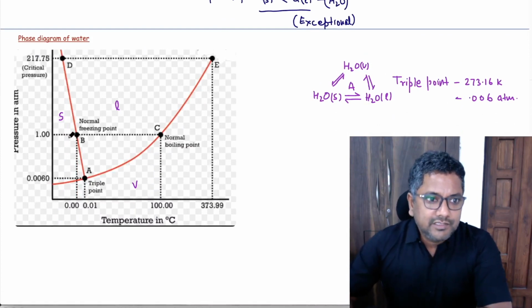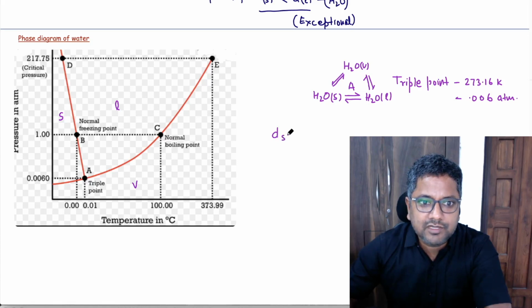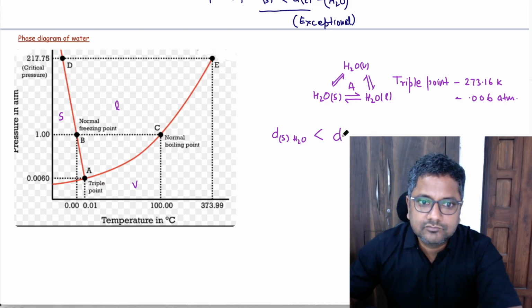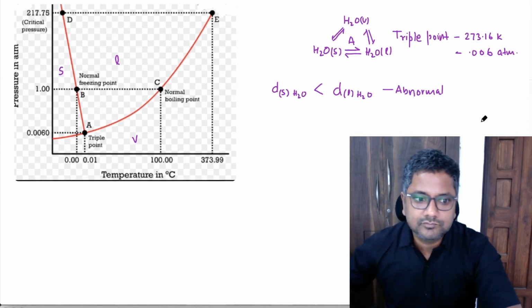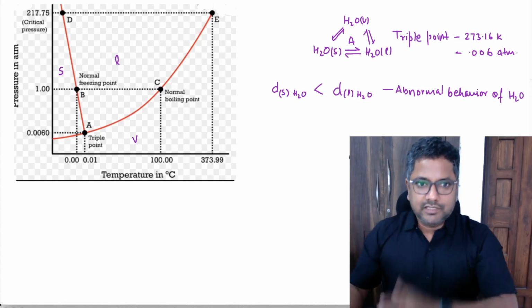Okay, see this solid-liquid line is tilting towards the y-axis. So what I have explained to you is that the density of ice, or solid water, is less than the density of liquid water. This is the abnormal behavior of water, right? So all these things we have already discussed.